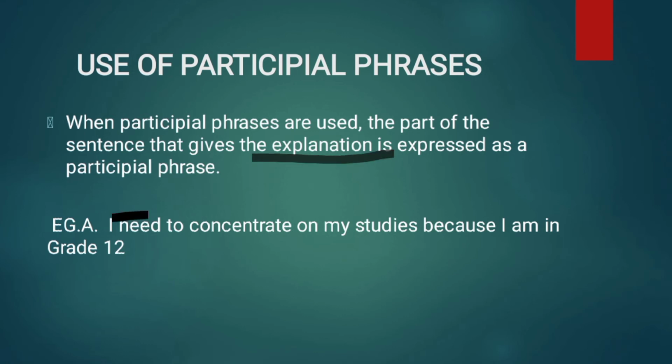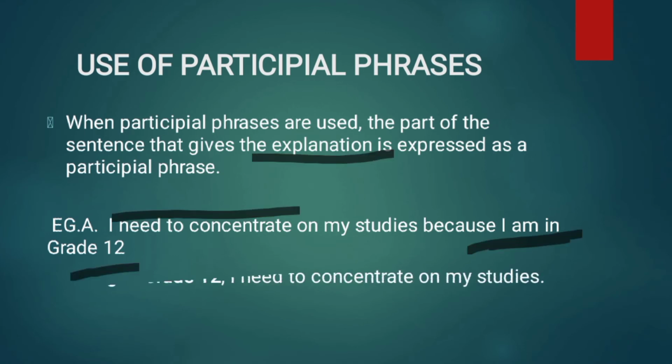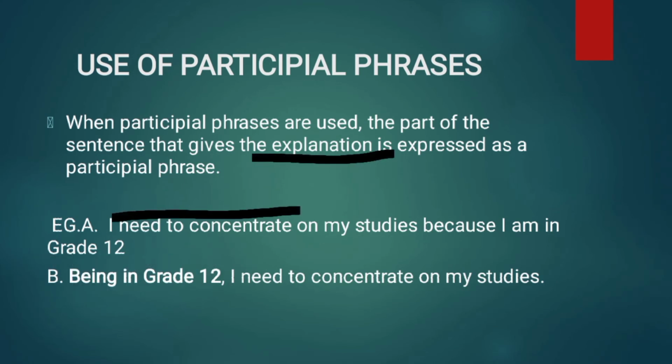So this is the main clause: I need to concentrate on my studies. Why? Because I am in grade 12. So the part that gives the reason, I am in grade 12, will be expressed as a participial phrase. A participial phrase should always begin with a verb in present continuous tense. So "I am" will be expressed as "being". This person is in grade 12. So, being in grade 12.